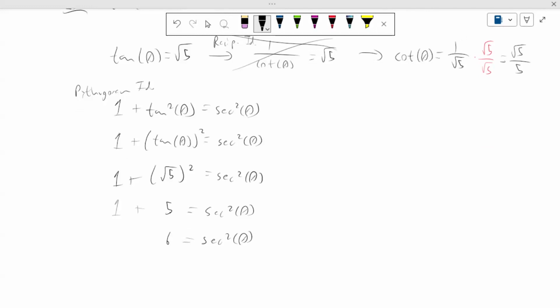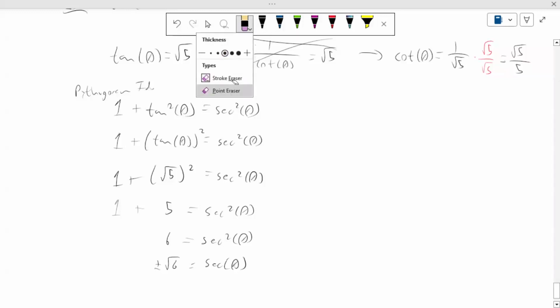Now I have to find out what secant of theta is equal to, so I take the square root on both sides of the equation. I get plus or minus the square root of 6 is equal to secant of theta. But we're talking about a right triangle where all of our side lengths are positive, so the secant of theta has to be a positive number. I get rid of the negative, and the secant of theta is equal to the square root of 6. Any questions on that?